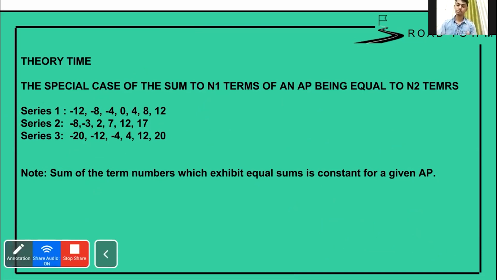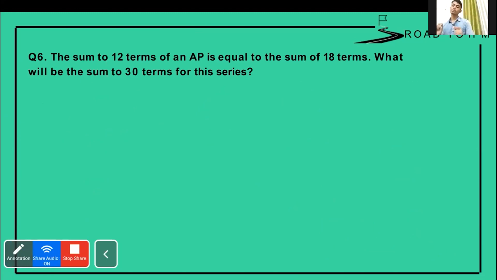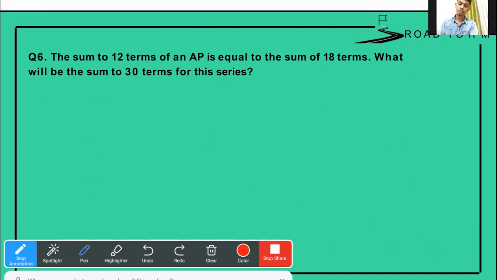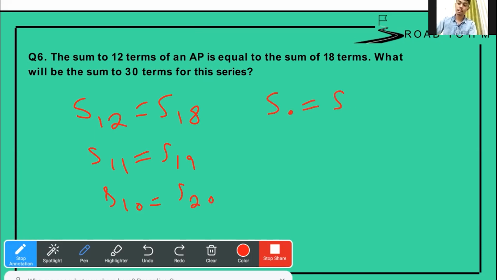Alright? Let's see. The sum to 12 terms of an AP is equal to the sum of 18 terms. So it is the case that I mentioned before. What will be the sum to 30 terms for the series? Fine. Awesome. S12 is equal to S18. So what happens here is, if you take this sum, the sum of term numbers has to be constant, and that happens for every element. So that means S11 is equal to S19, S10 is equal to S20. Similarly, S0 is equal to S30.